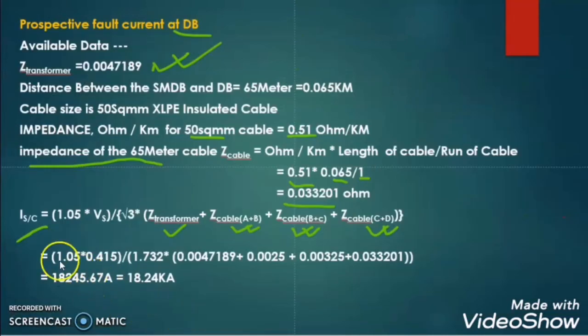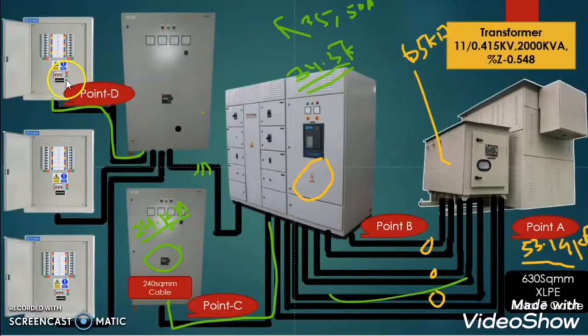Okay, when we substitute all the values, we will get the prospective short circuit current as 18.24 kilo ampere. So when we design the circuit breaker for the final distribution board, the breaker rating should be more than 18.24 kilo ampere.